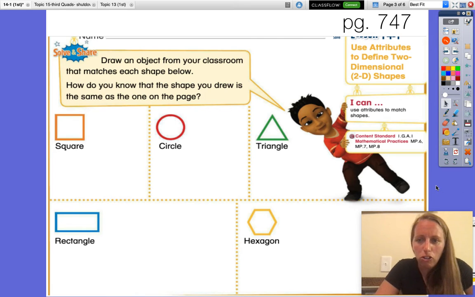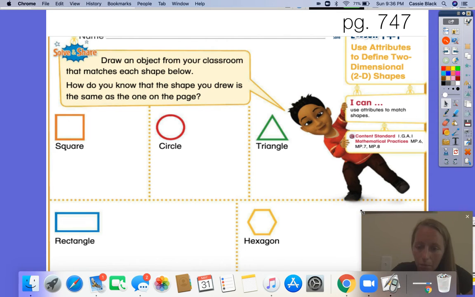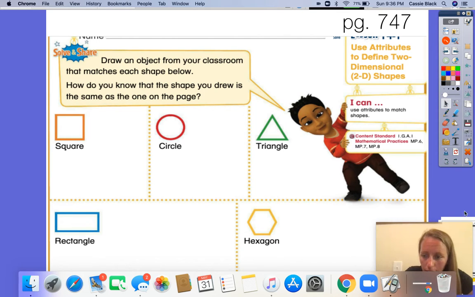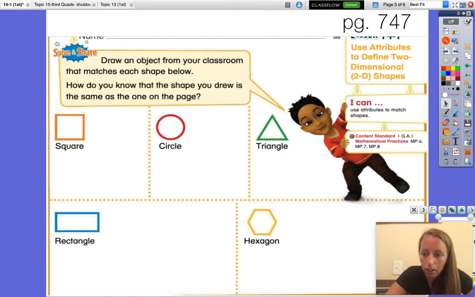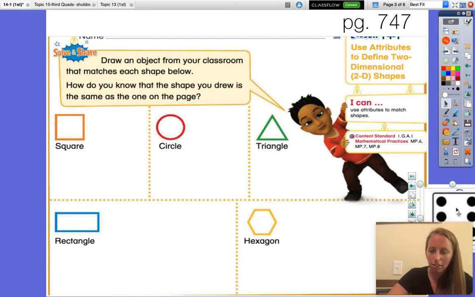So if you turn to page 747, the directions say to draw an object from your classroom that matches each shape below. Okay, now Miss Black is not a very good drawer, so she is going to find pictures of objects that we have in our classroom or maybe in our home. So the first shape is a square.